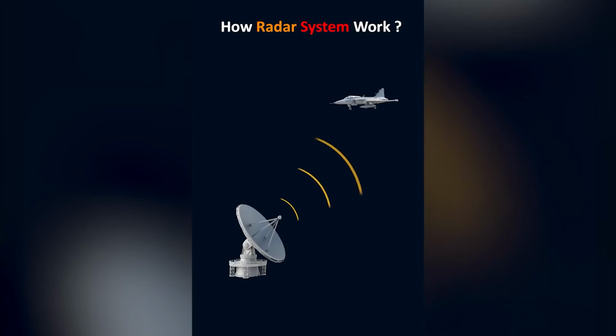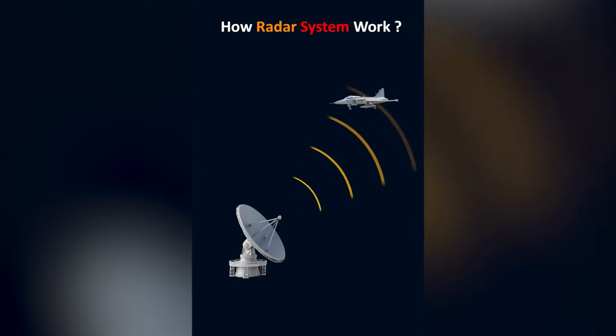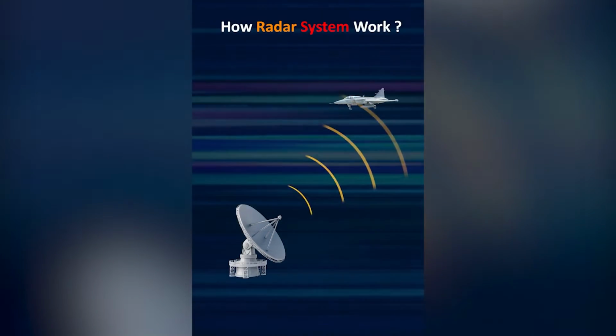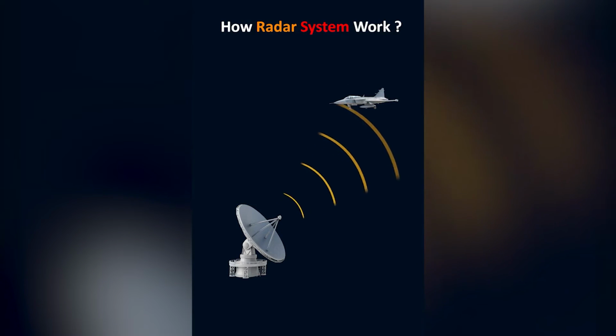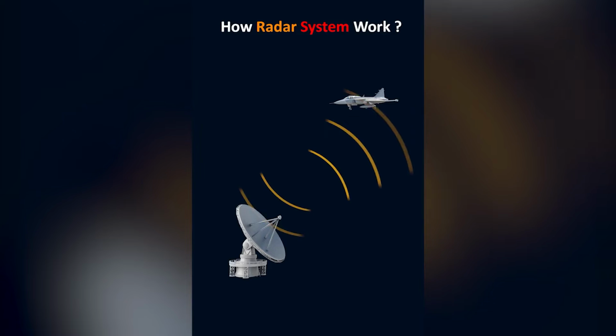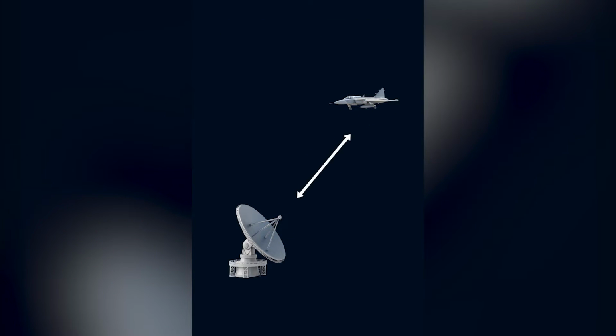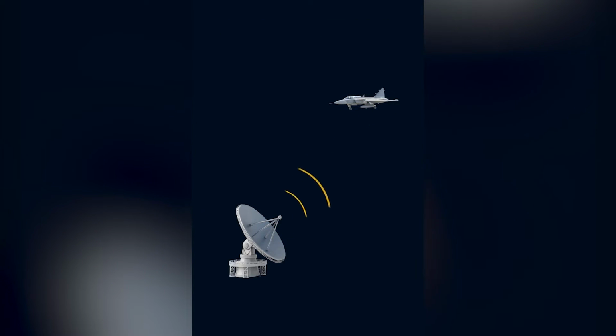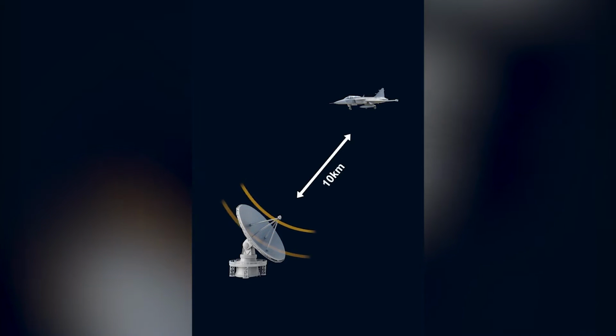A radar system emits short bursts of radio waves using an antenna. These waves travel through the air at the speed of light. When they hit an object, some of them bounce back towards the radar. The radar antenna receives the reflected wave, called an echo. The system calculates the time delay between sending and receiving the pulse to determine the object's distance.